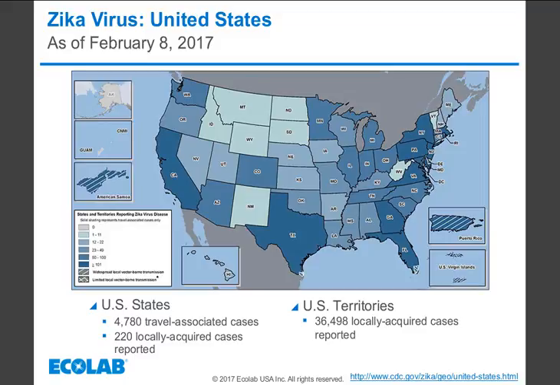The situation is very different in U.S. territories, like the U.S. Virgin Islands, American Samoa, and Puerto Rico. And in Puerto Rico, almost 36,000 cases of locally acquired Zika have been reported. And as I mentioned earlier, a public health state of emergency has been declared in Puerto Rico due to Zika virus disease.